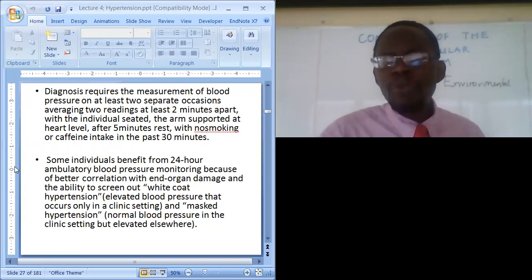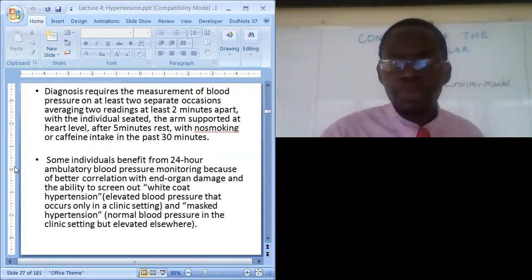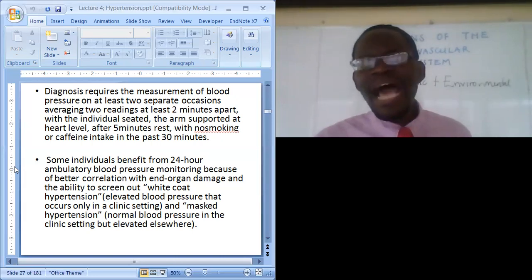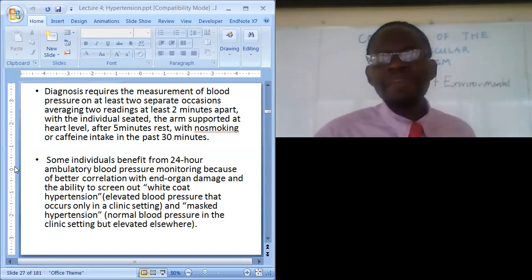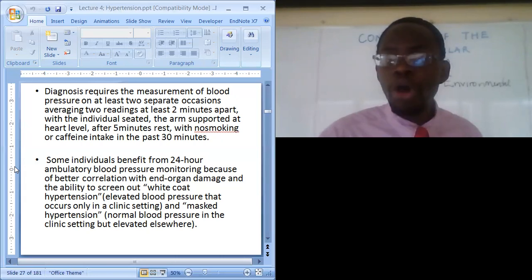Now, you don't want to immediately take the blood pressure of this person probably after walking or running. No, let them rest first. Then it should also be taken after maybe 30 minutes of non-smoking or not taking caffeine, because we know that these things raise the blood pressure.